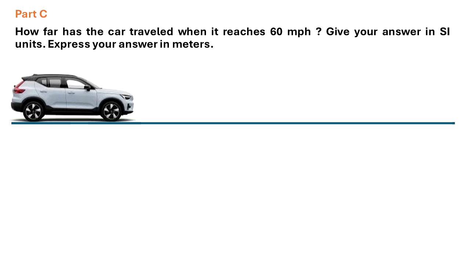How far has the car traveled when it reaches 60 miles per hour? Give your answer in SI units. Express your answer in meters. So we know that it starts covering a distance in meters. It's going in one direction, and by the moment it hits 60 miles per hour, or 26.8 meters per second, it has already covered the distance. We want to know how far the car went from the beginning to the end of 10 seconds.